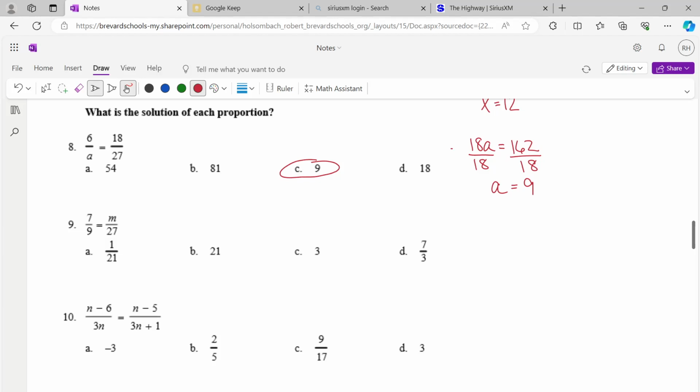We're going to do the same thing with number 9. We're going to crisscross multiply. I like the variable on the left, so I multiply by the variable first. 9 times m is 9m. 7 times 27 is 189. Divide both sides by 9. And our m is equal to 21.